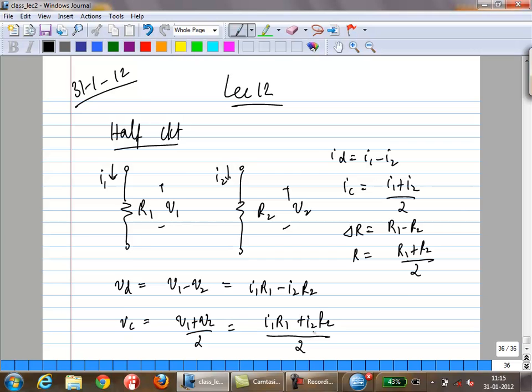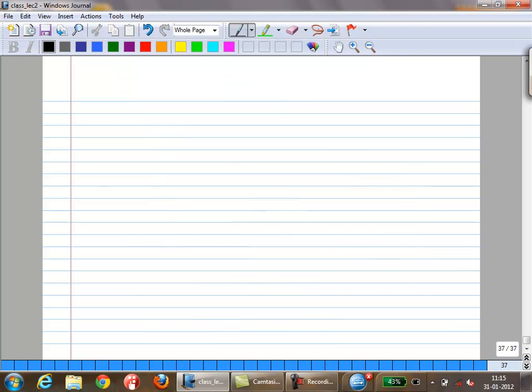Now what you can do is put in expressions for I1 R1 inside this and find out VD as a function of ID, right? Because now that you have separated it this way, ID is I1 minus I2 and IC is I1 plus I2 by 2. You can say I1 is IC plus delta ID over 2, and then try to separate the differential and common mode components. So let's do that for VD.